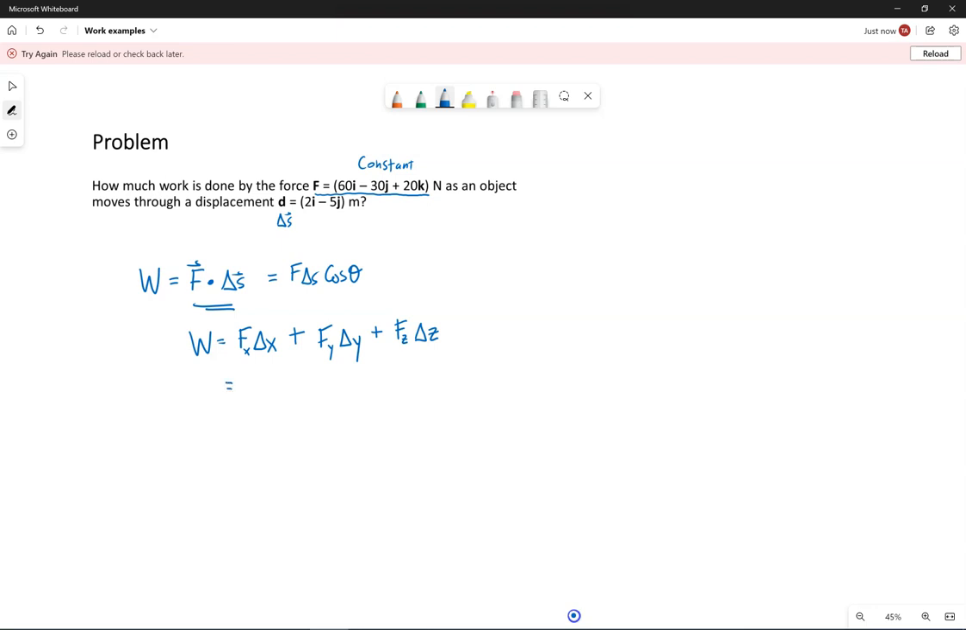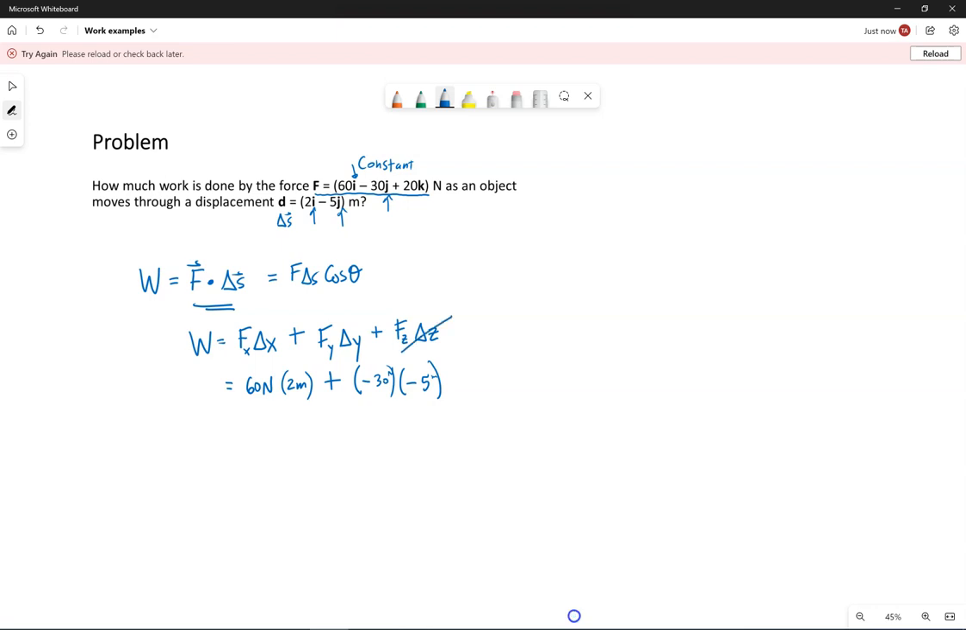So looking at our force vector, the X component, remember I hat means X direction, so the X component of the force is 60 newtons. The X displacement is 2 meters. So that's Fx times delta X. Fy, Y is J, so negative 30 times J over here for the displacement is negative 5. So 30 newtons, 5 meters.